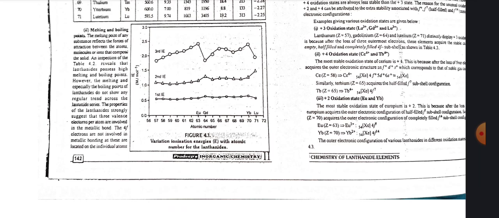The reason for the unusual oxidation states plus 2 and plus 4 can be attributed to extra stability. Plus 3 oxidation state is shown by lanthanum, gadolinium, and lutetium because after the loss of three electrons, these elements form stable electronic configuration. Plus 4 oxidation state is acquired by terbium and cerium, etc. Plus 2 oxidation state is acquired by europium and ytterbium.